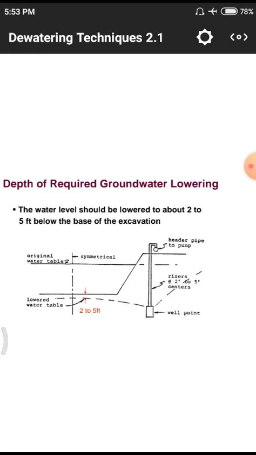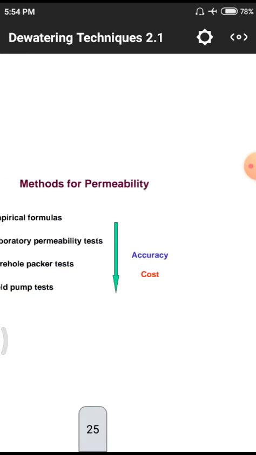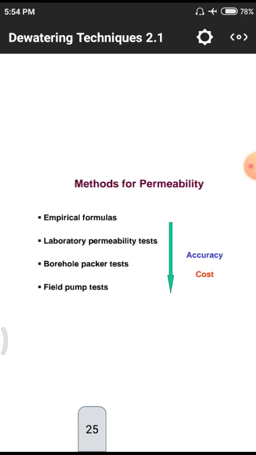This is our original groundwater table and the lowered groundwater table due to the usage of these pipes. Normally these pipes are used to decrease the groundwater, by using vacuum pipes or any other pipes. Previously we already discussed these pipe systems. Next we have the methods of permeability. What are the different methods of permeability?